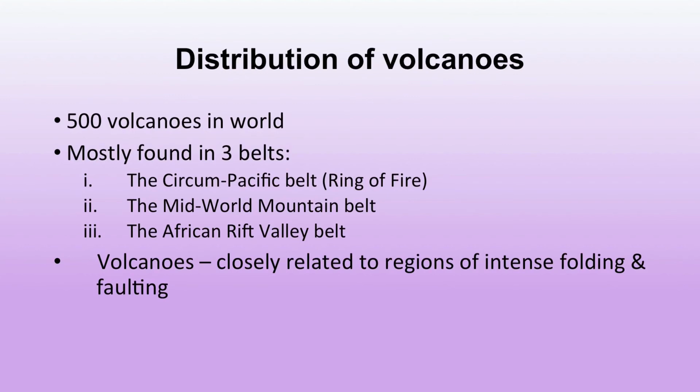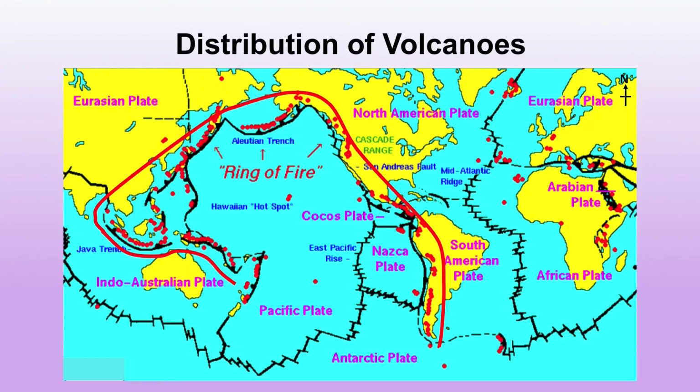Volcanoes are closely related to regions of intense folding and faulting. Now in the picture you can see the distribution of volcanoes. Around the Pacific Ocean there is a ring of fire that is shown. The whole series, in a ring circular form, there is occurrence of volcanoes. These red dots you can see are volcanic places from where volcanoes erupt, and it forms a ring kind of thing.